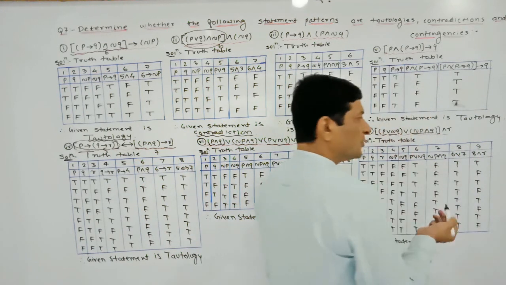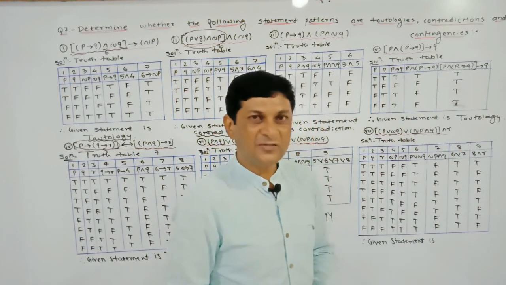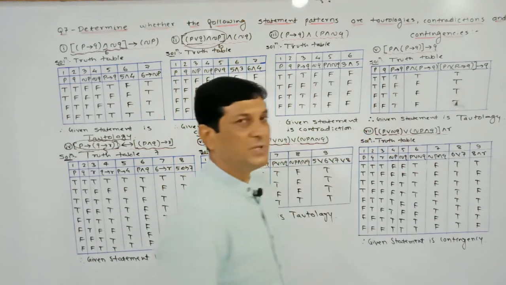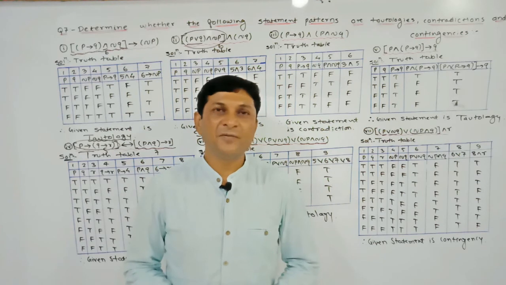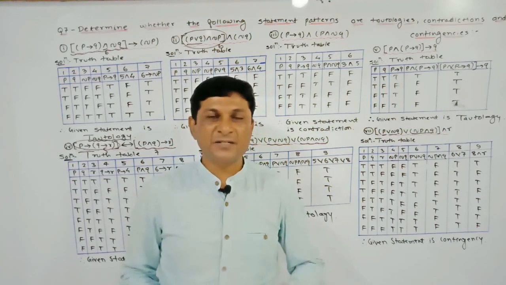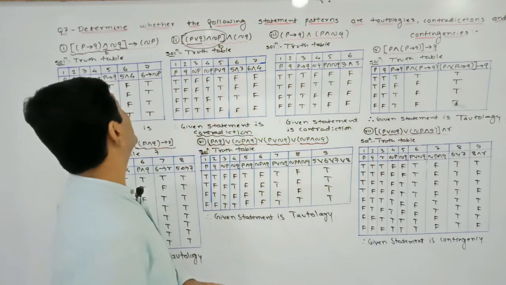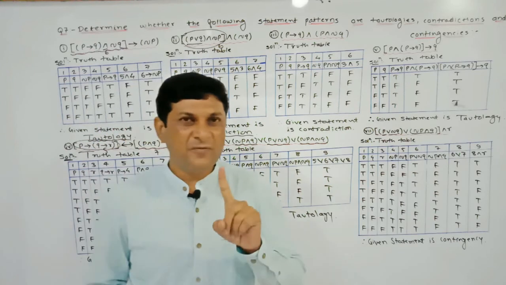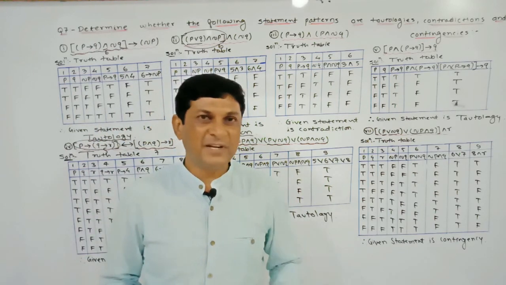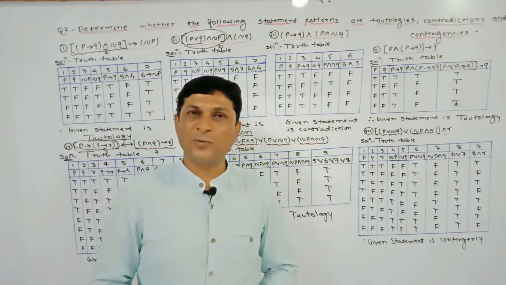And if you observe the truth value, these are neither tautology nor contradiction. That's why we can say that the given statement is what? Contingency. In this way, we are observing that the given statement patterns are tautology, contradiction or contingency by constructing their truth table. So in this way we have completed question number 7. Only one example is remaining, and that example is very easy. That's why we left it as a practice for you. In the next video we will start question number 8.